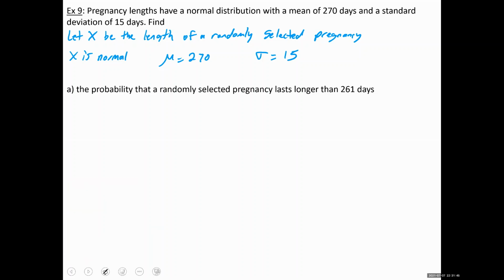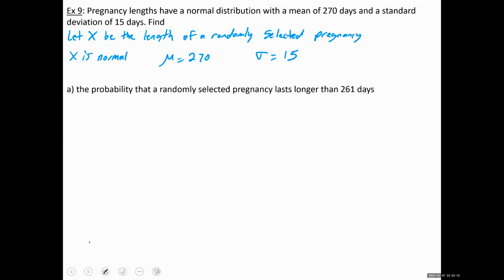A second thing you have to do is write down the notation for the question. In example 8, they wrote the notation for you: find the probability X is bigger than this, find the probability X is less than this, whatever. They don't have the notation written down here. They wrote it in words: the probability that a randomly selected pregnancy lasts longer than 261 days. So I need the notation for this. Can anyone give me the notation?